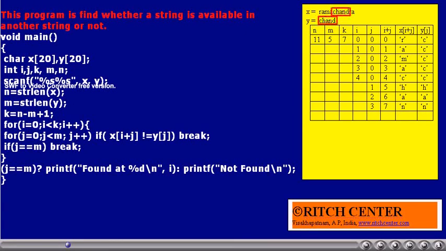Again x of I plus j, that is n, y of j is n, they are same. Thus, j will be further incremented by 1. Now again x of I plus j, that is d, y of j is d. They are same, which indicates now all the characters of the string y are same as the characters starting from the 4th location in the input string x, which means that now the string Chand is seen in the string Ramachandra. Thus, the program says found.